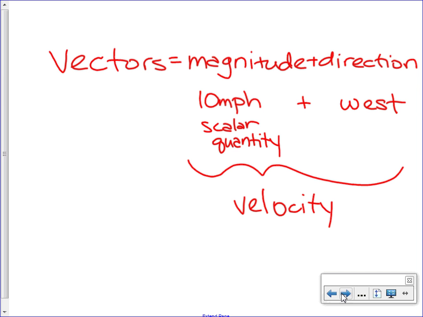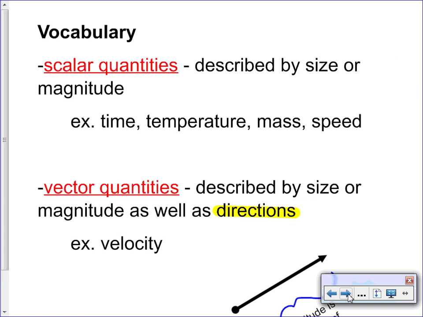Okay, here we go. Some vocab for you. A scalar is usually what you multiply by something. So it describes the size or the magnitude of the vector. For example, some scalar quantities could be time, temperature, mass, or speed. Whereas a vector quantity has both the scalar and some direction as well.